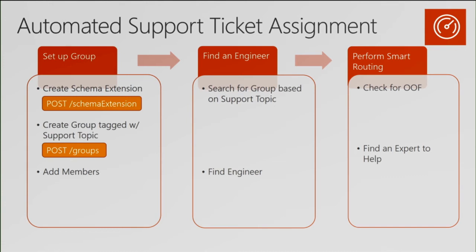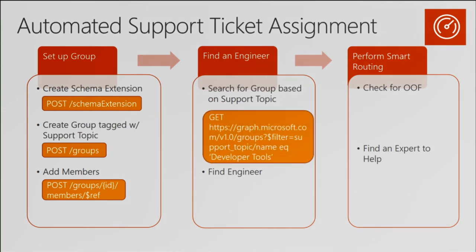It's right there in Graph. Now I'm going to add all the engineers to the group. And then when a case comes in, I'm going to find an engineer. So first things first, I'm going to search for a group based on support topic. You can see that I have a dollar filter there. I'm basically doing a string search for a group where the name is equal to developer tools.